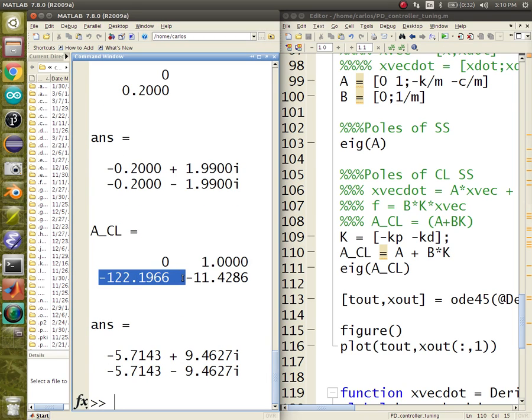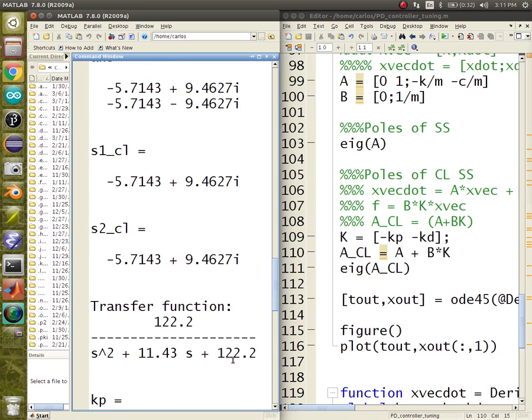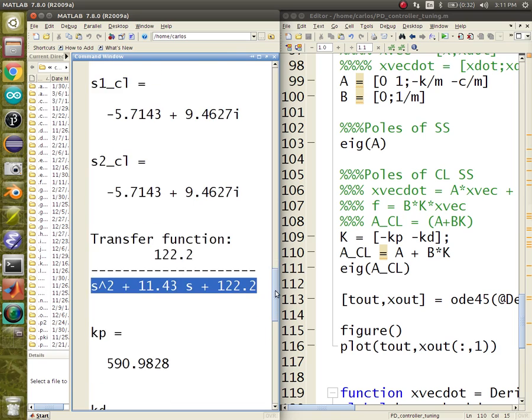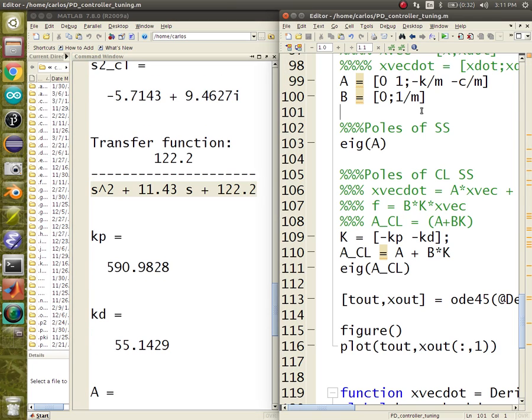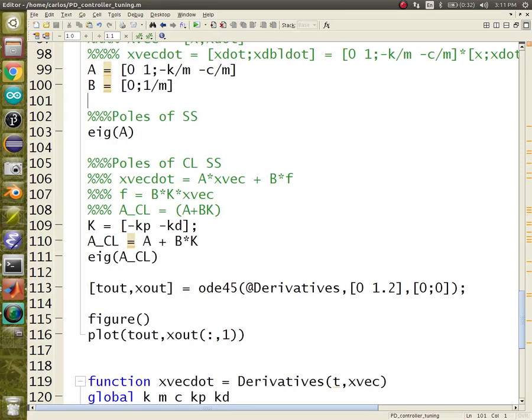If you notice, these bottom two terms are completely different. You also notice these two terms here are the same as the closed loop transfer function characteristic equation down here. So everything's connected. Hopefully this was enlightening.